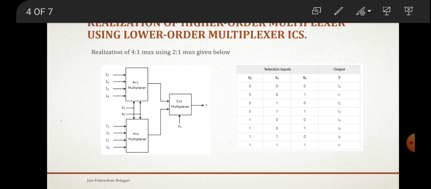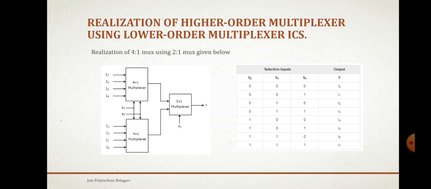Their output you will get like that. When S2 equal to 0, S1 equal to 0, S0 equal to 0, then I0 will be present. When S2 equal to 0, S1 equal to 0, and select line S0 equal to 1, I1 is selected. Next, S1 equal to 1 and the remaining are 0 0, you will get I2. S2 equal to 0, S1 equal to 1, S0 equal to 1, you will get I3. S2 equal to 1, S1 equal to 0, S0 equal to 0, you will get I4.